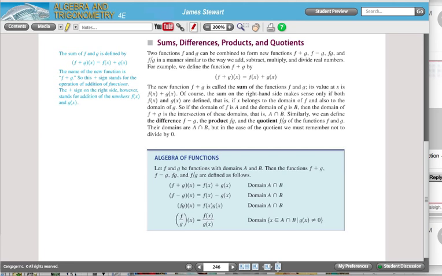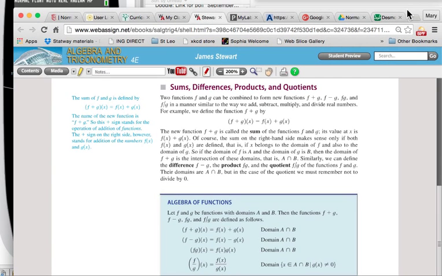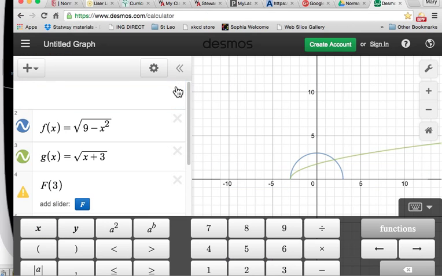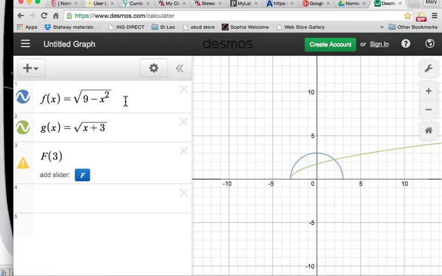So let's see how we apply that to our homework problem. Function f of x, which is the blue one, is the square root of 9 minus x squared. You can see it's a semicircle, because the function 9 minus x squared would be the circle of radius 3, centered at the origin, and the positive square root would be the top half of that circle.